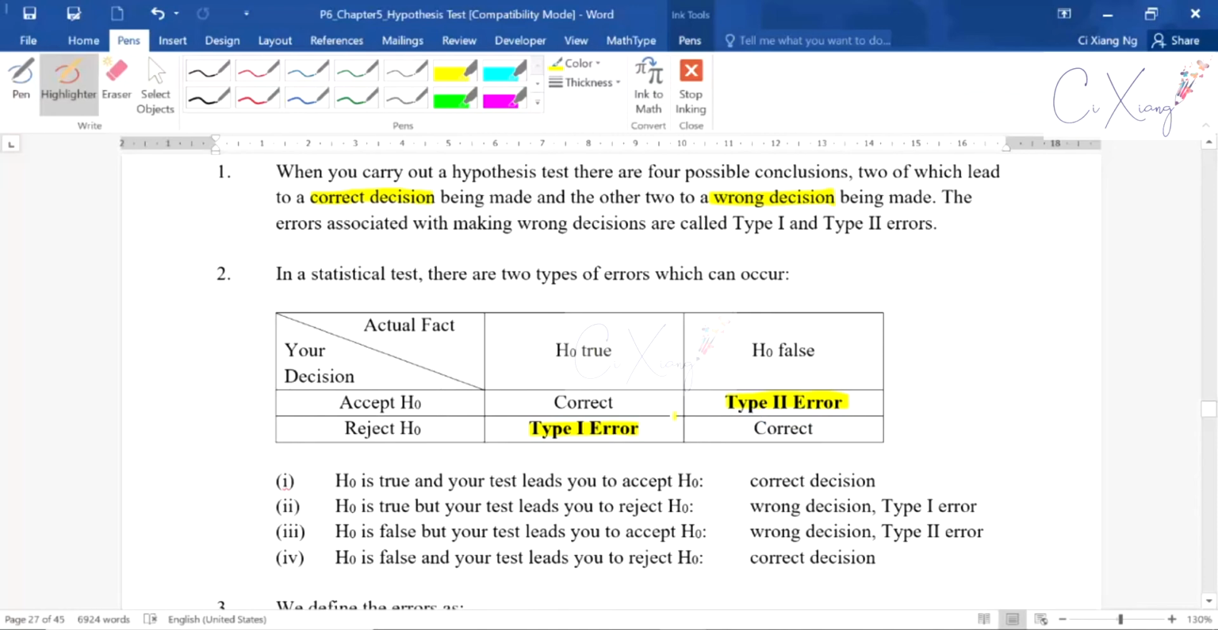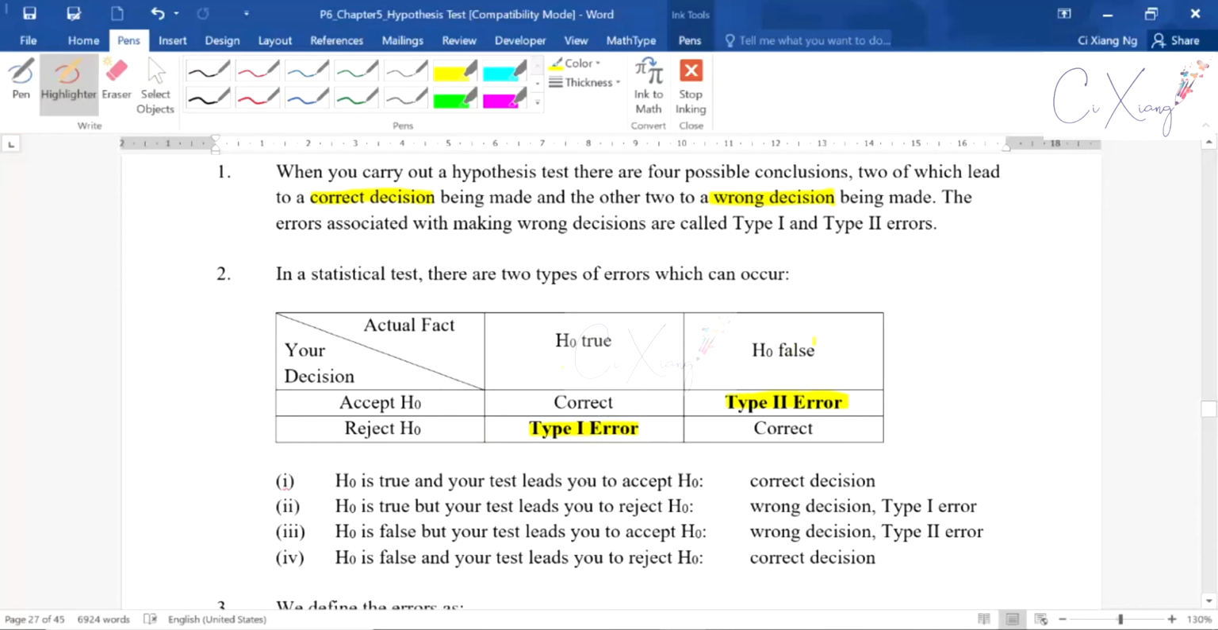From here you can see that if, in actual fact, the null hypothesis is true and you accept the null hypothesis, you are making a correct decision, so there's no error. But if the null hypothesis is true, and when you use a sample and carry out the test, you get a result that you reject the null hypothesis, we call it an error already. You make an error because you reject something true, correct or not? So this is the first type of error, and we call it type 1 error.